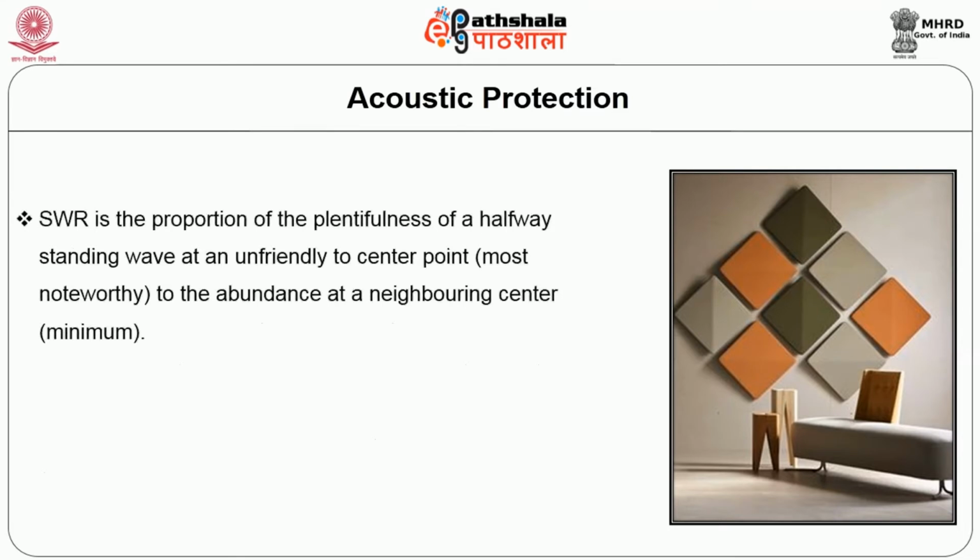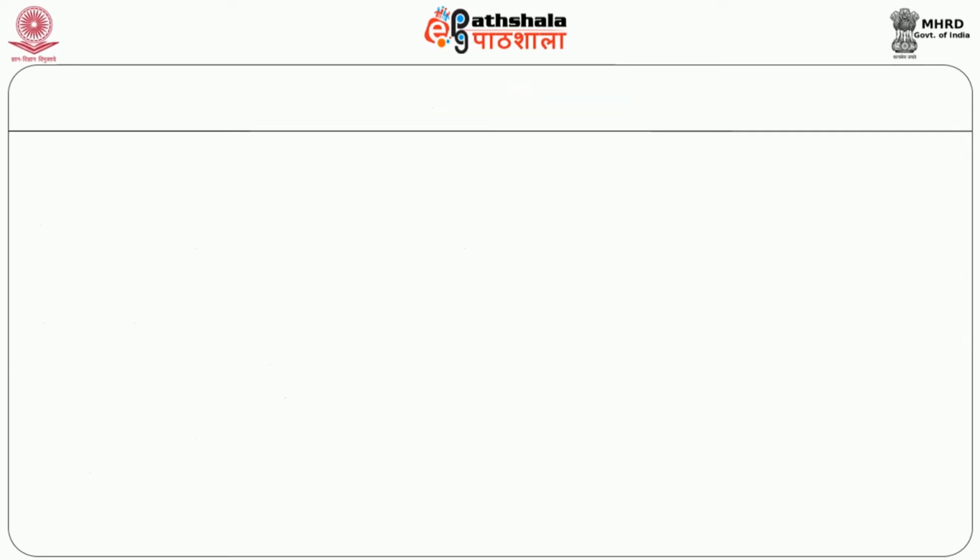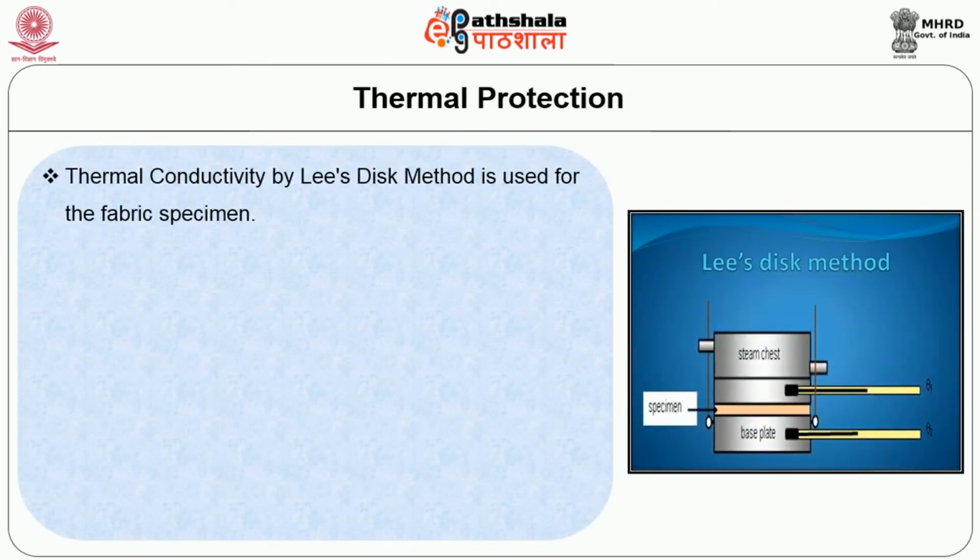SWR is the ratio of the amplitude of a partial standing wave at an antinode to that at a node. SWR always has a regard of significant importance for the identification of solid samples. It is used to determine the reflection coefficient noted as R, absorption coefficient noted as alpha, and impedance noted as Z of any acoustic specimen, and those values are compiled for total evaluation of the acoustic property of the woven fabric.